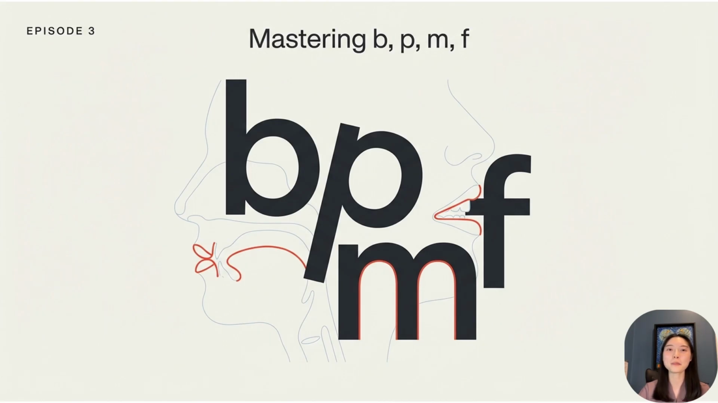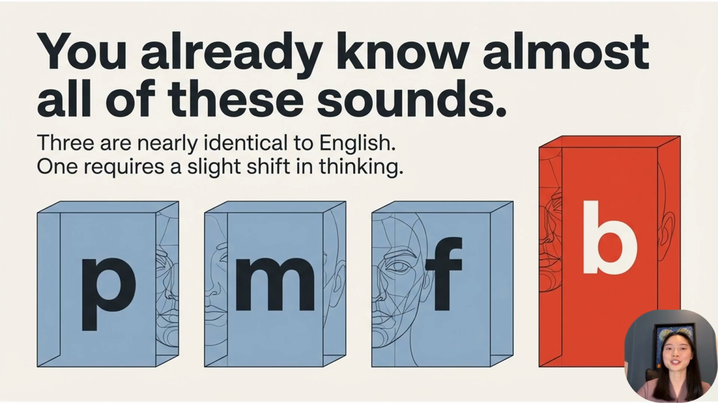Today we are going to learn another 4 initials: B, P, M, F. Let's get started. Good news is, 3 of these are very close to English, but one of them has a surprise. Let's go through each one.